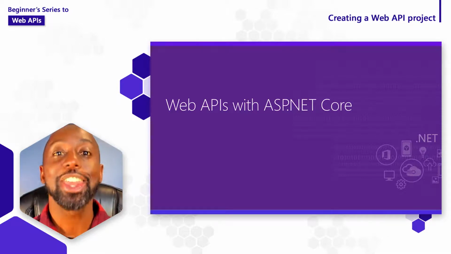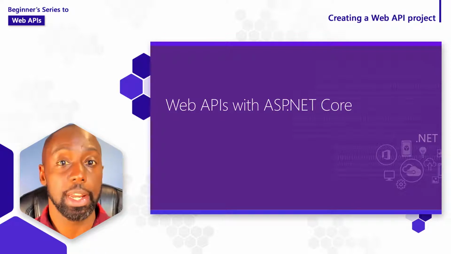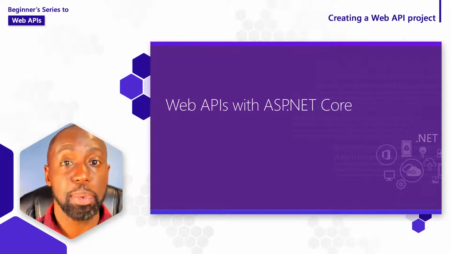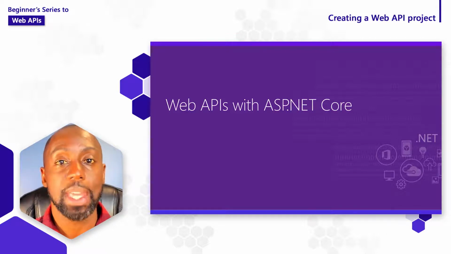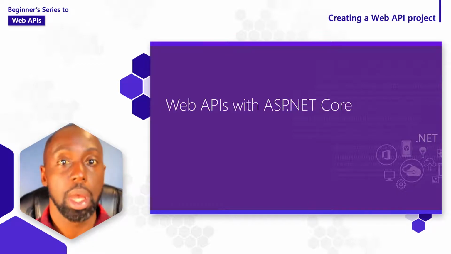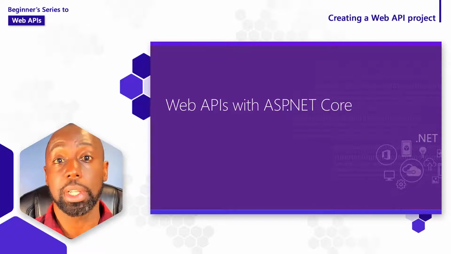Hi everyone. Thank you again for joining us for our introductory series to building web APIs with ASP.NET Core. Thus far, we've covered various topics such as what APIs are, what they are used for, and even seen some examples of different APIs that we can make use of today. In the last video, we took a look at HTTP and got an understanding of how it allows us to send information between two different places.